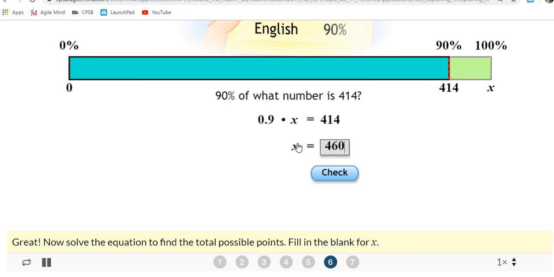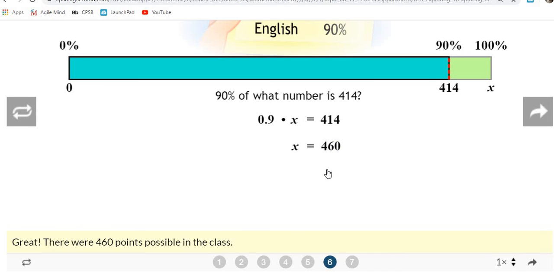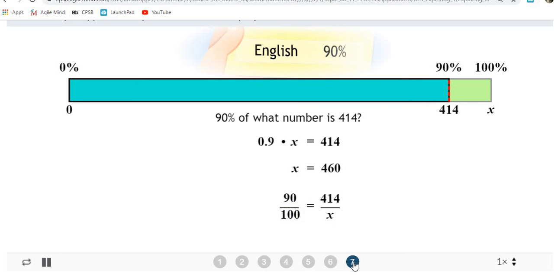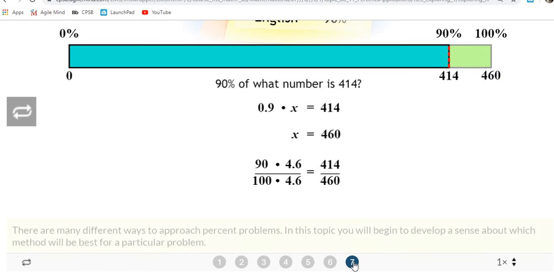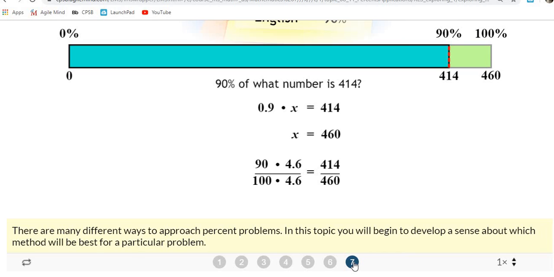Alright, we'll test. It is correct. 90% of what number is 414? We knew it had to be bigger because 90% of the number was 414. The whole part was 460. Let's watch them do the proportional way. Set it up. If it confuses you that way, you can do the algebraic way. Not a problem. All right, let's see where we are at now.